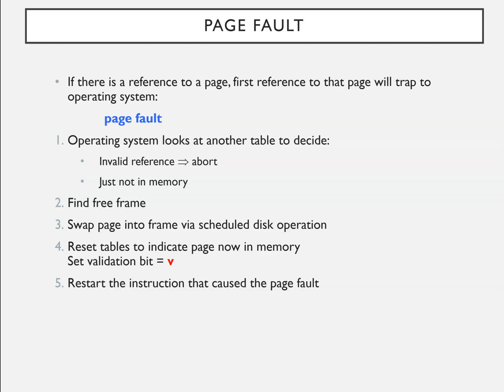So when there's a page fault, the first reference to the page causes a fault to get trapped. The operating system looks at another table to decide if it's an invalid reference, we abort it. If it's not in memory, we're going to find a free frame. We're going to swap the page into the frame via a disk operation and reset the table to indicate the page is now in memory by setting the validation bit to V, and then restart the instruction that caused the fault.